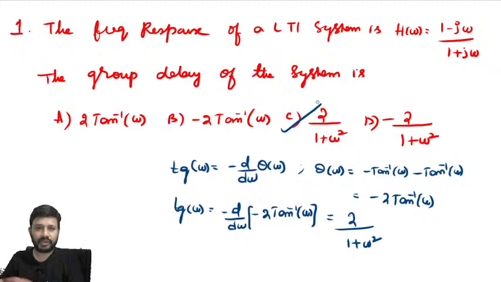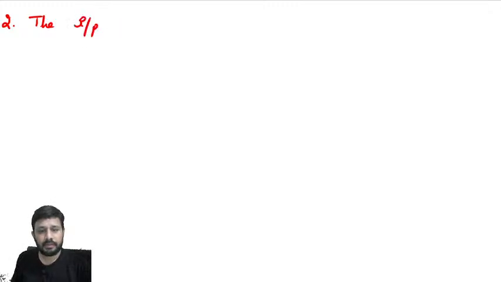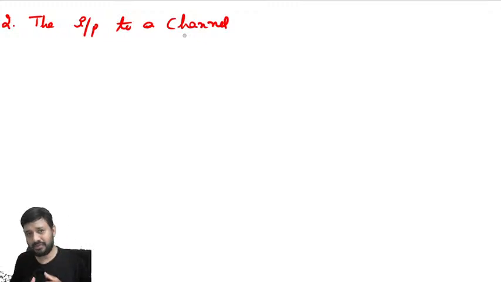Okay, let me give you one previous GATE question. I'll see who will answer this one. The input to a channel... see, the channel can be considered as a system. The channel may have low pass filter characteristics also. In communications, many times we'll consider the channel to be a low pass filter. Okay, the input to a channel is a band pass signal.